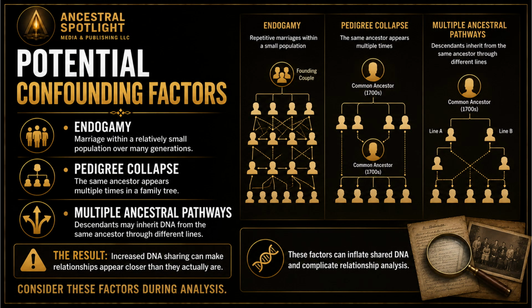Another factor affecting genetic genealogy research is endogamy. Endogamy occurs when individuals marry within a relatively small population over many generations. Pedigree collapse occurs when the same ancestor appears multiple times within a family tree. Both situations can increase DNA sharing and make relationships appear closer than they actually are. These factors can complicate hypothesis testing and must be considered during analysis.